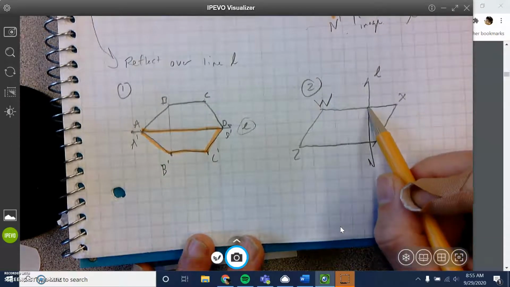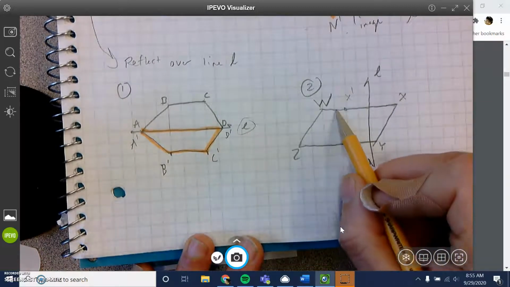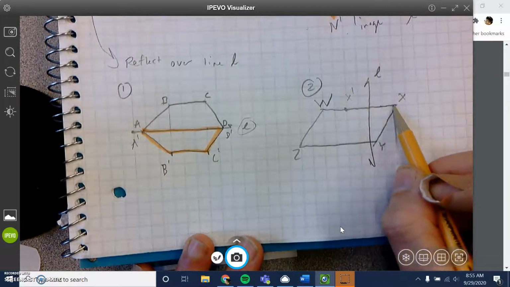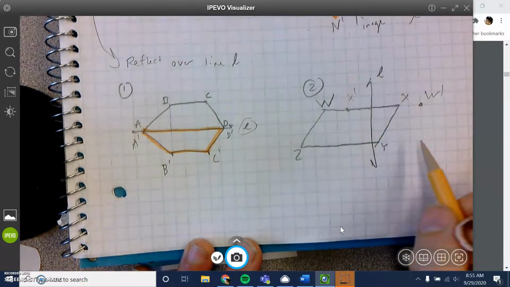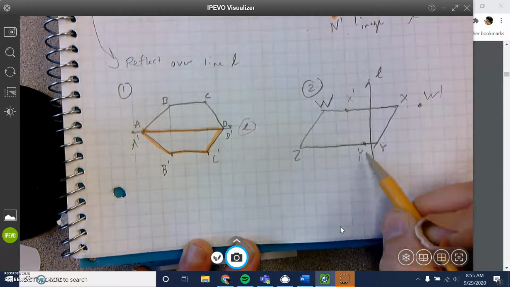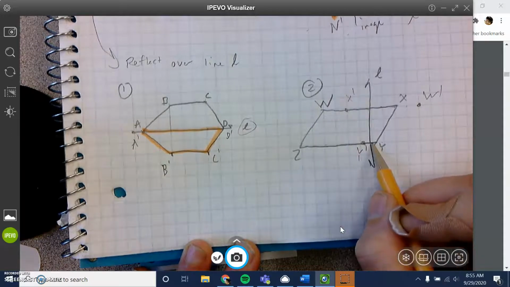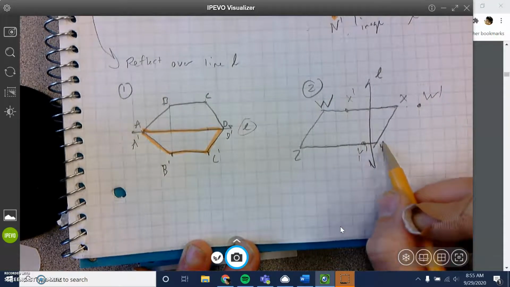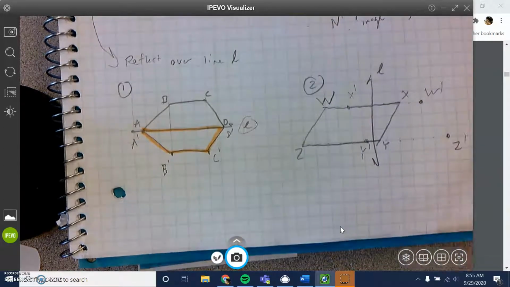Let's see. So this is 2 spaces away on the X. So I'm going to go 2 more spaces. This is just my picture. This is how I did it. So 1, 2, 3, 4. 1, 2, 3, 4. Graph paper is so easy. This is about a half. So I'm going to go about a half. For Y prime, 1, 2, 3, 4, 5, 6 to the line. So I'm going to go 6 away from the line. 1, 2, 3, 4, 5, 6. Cool.